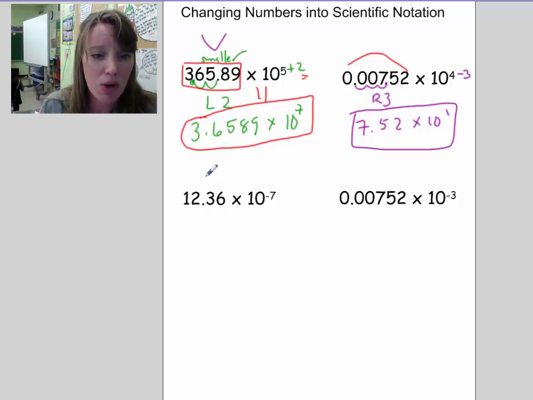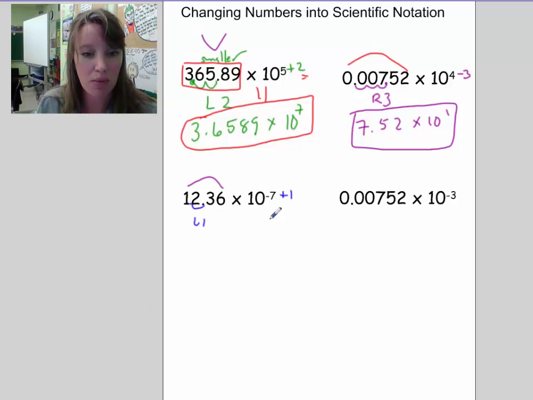Okay, so let's try it when the coefficient's too large and you have a negative exponent. Here I want to go to the left by 1, so it means I want to add a power of 10 into this part of the scientific notation. So 1.236 times 10 to the negative 6. That's how you write that number in scientific notation.